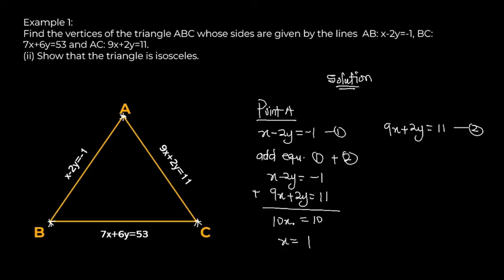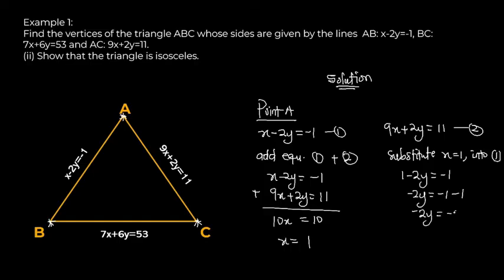Now that I have my value of x, I'll need to substitute x, which is equal to 1, into any of the equations, either equation 1 or equation 2. So I'll put it into equation 1 for this example. So I have 1 minus 2y is equal to -1. So I maintain my -2y here. That will be equal to -1 here. The +1 on the left hand side, I send it to the right hand side, it becomes -1. So I have -2y is equal to -2.